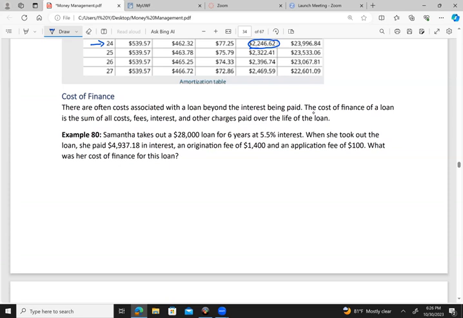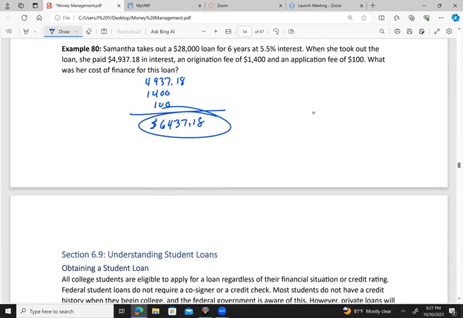So Samantha takes out a $28,000 loan for 6 years at 5.5% interest. When she took out the loan, she paid $4,937.18 of interest, an origination fee of $1,400, and an application fee of $100. So what was the cost of finance for the loan? Well, we just simply add all this up and we get $6,437.18. And that completes this section.